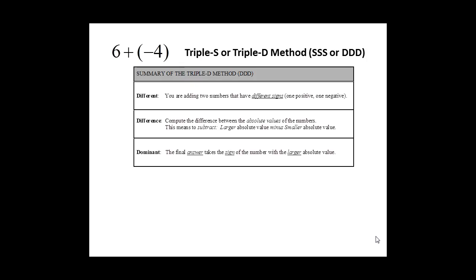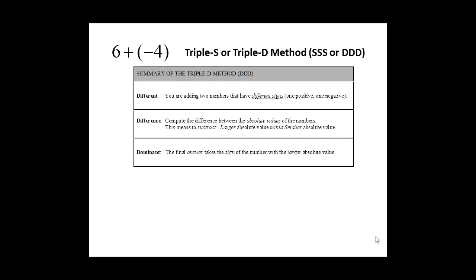We will add the numbers 6 plus negative 4 using the triple S or triple D method. In this problem, the signs are different. We are adding a positive 6 and a negative 4. Therefore, we will use the triple D method. The triple D method says that if the signs are different, you will take the difference of the absolute values of the two numbers. Then keep the sign of the dominant number.